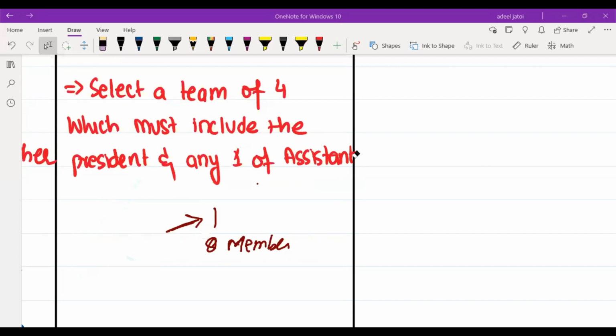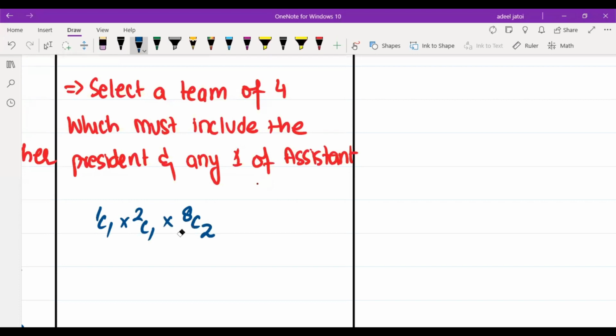So if we write down the value for this, 1C1 is for the president because the president is confirmed. Out of the two assistants, only one is coming, so this should be 2C1. Since one assistant comes in, the second cannot, because any one can be selected. That means the remaining two participants in the team will be from the members, which is 8C2. So the answer for this is 56.